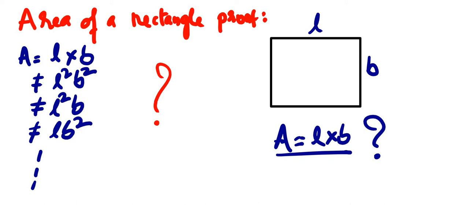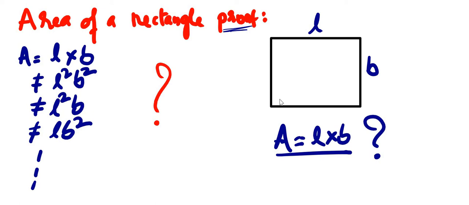And why is it length into breadth, and why can't it be L square into B square, or L square B, or L B square, and so on? For that, we just have to think. For that, I am going to give the proof.